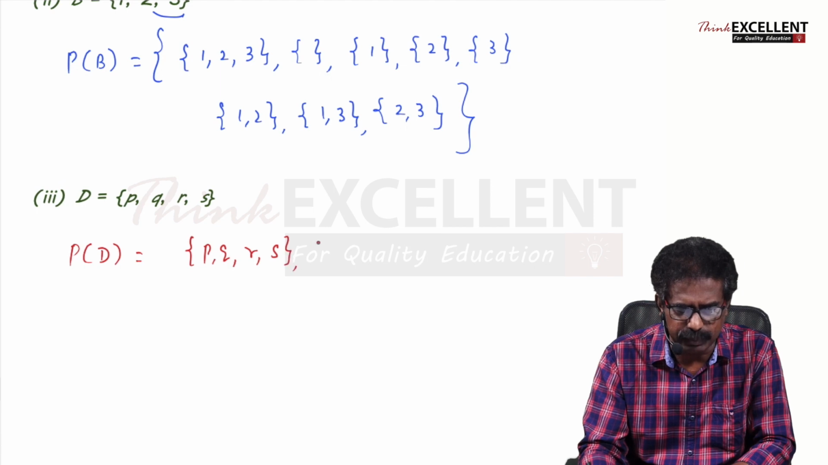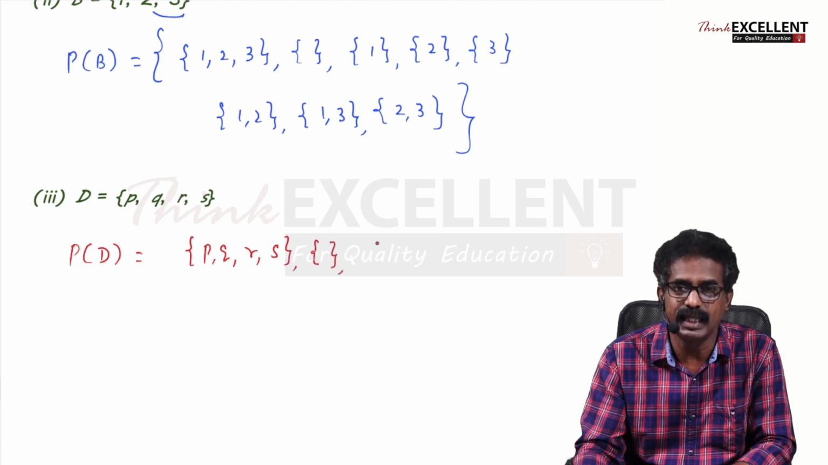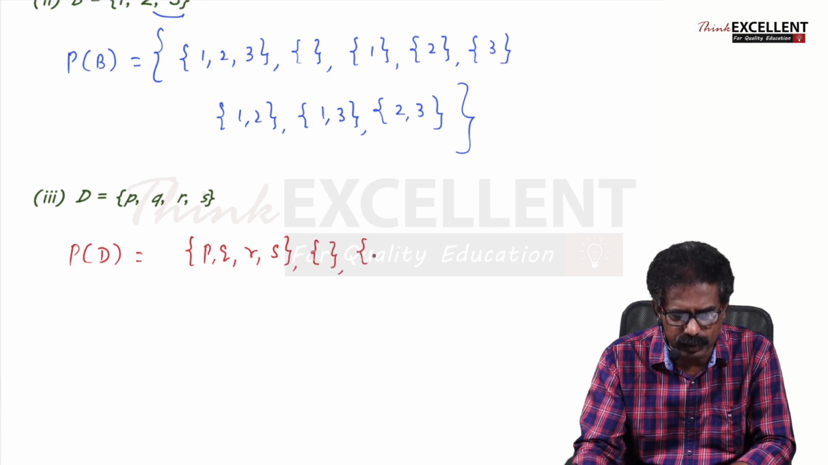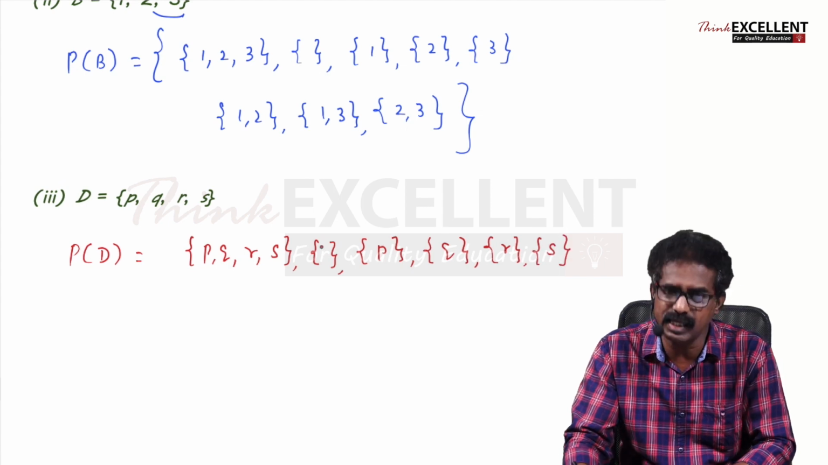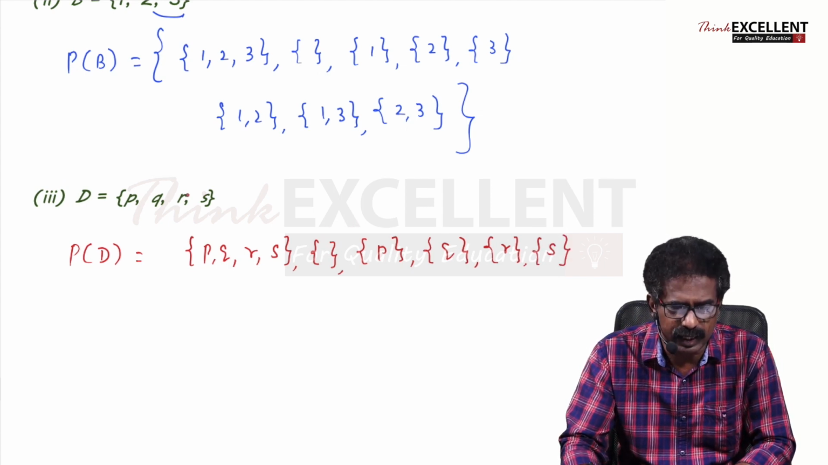PQRS, empty set. Singleton set, taking one at a time: P, Q, R, S. So now we have totally 6. Now 10 more, for that taking 2 at a time.